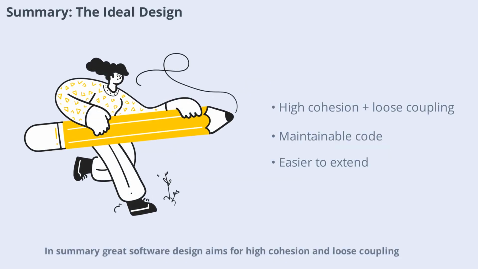In summary, great software design aims for high cohesion and loose coupling. High cohesion keeps each module focused on a single responsibility, while loose coupling prevents unnecessary dependencies between modules. Together, these principles make your code easier to understand, test, maintain, and extend. By applying high cohesion and loose coupling, you'll create software that stands the test of time and adapts easily to new requirements.